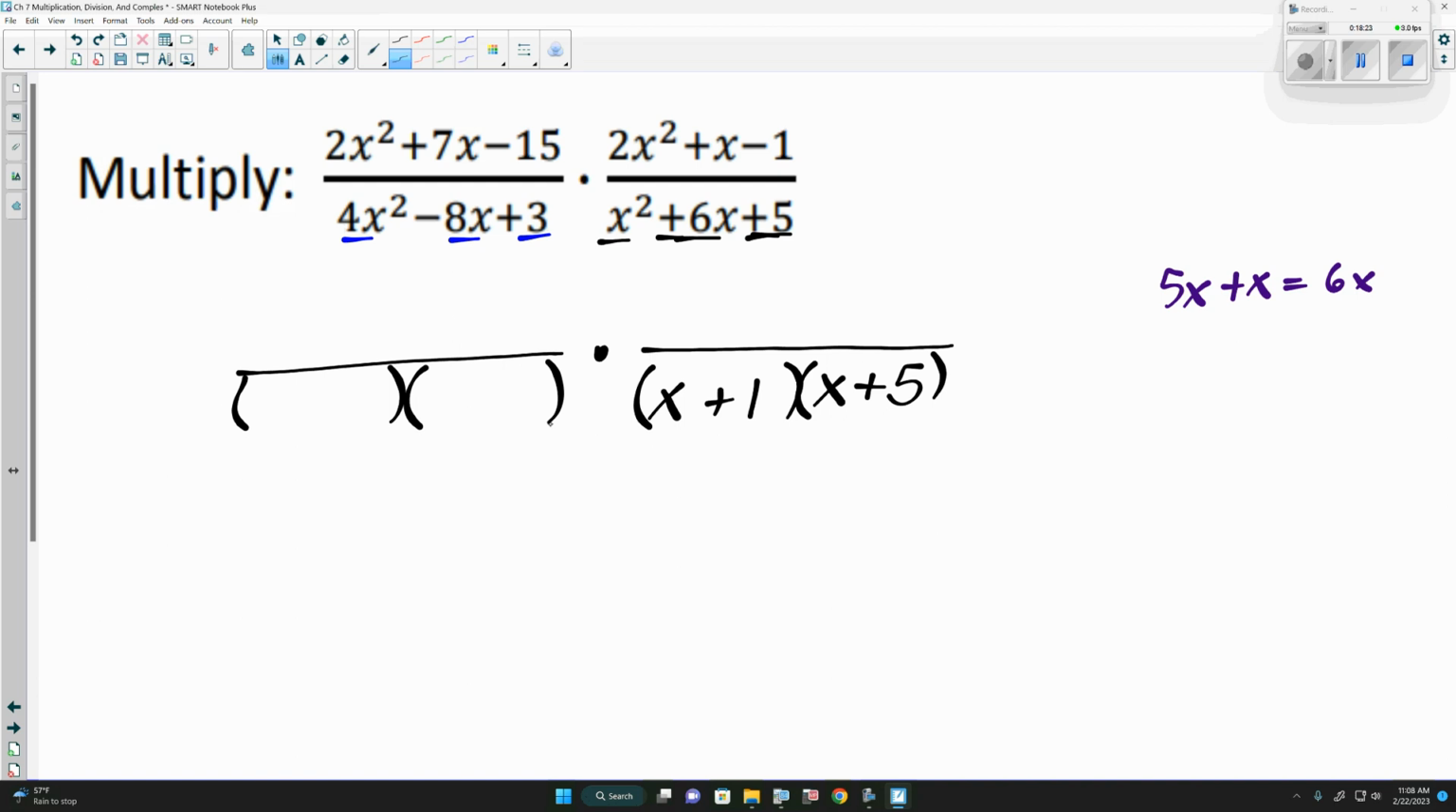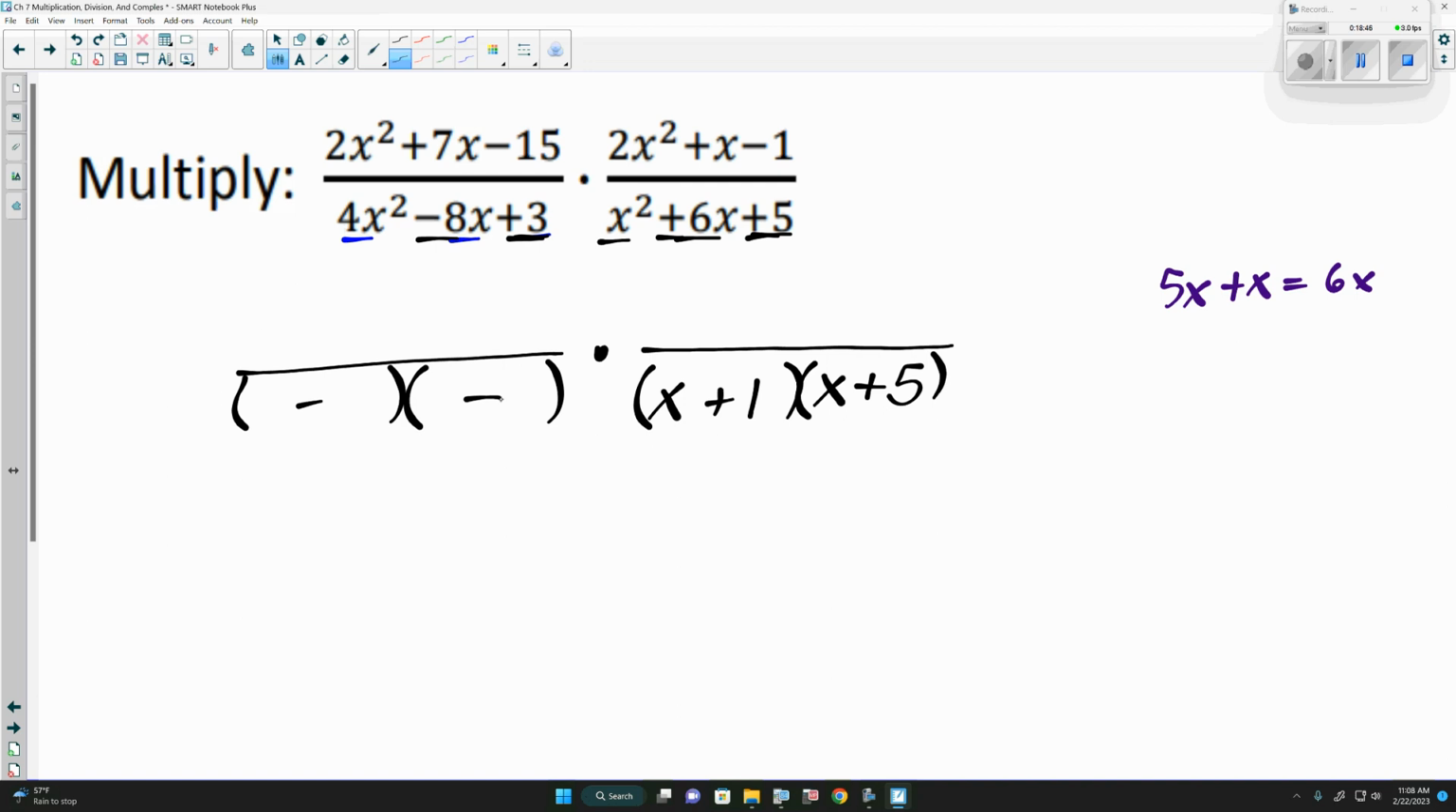After we get this set up, we look for the signs. If the third term is positive, the signs are the same and match the sign of the middle term. If the third term is negative, our signs are opposite. Here, the third term is positive, so the signs are the same and match the sign of the middle term, which is negative. So we'd have negative and negative.